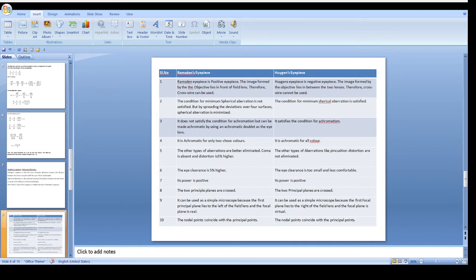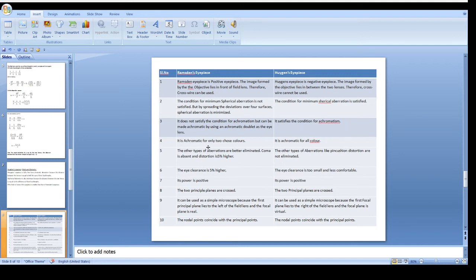Next point, Ramsden's eyepiece. The condition for minimum spherical aberration is not satisfied, but by spreading the deviation over four surfaces, spherical aberration is minimized. In Huygens eyepiece, the condition for minimum spherical aberration is satisfied. Third, Ramsden's does not satisfy the condition for achromatism but can be made achromatic by using an achromatic doublet as the eye lens. But Huygens eyepiece satisfies the condition for achromatism.